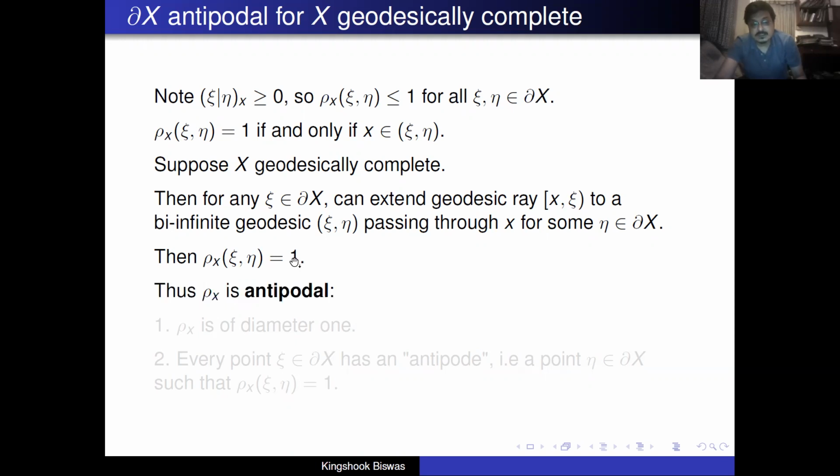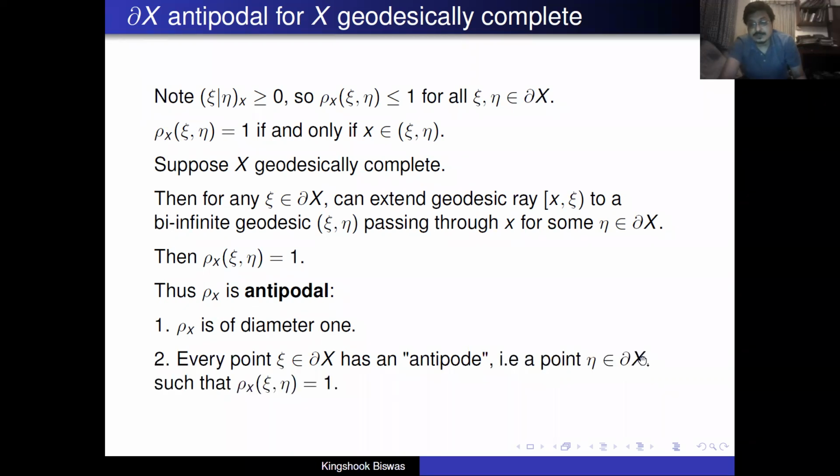So this means that rho_x is antipodal. What that means is that the metric rho_x has diameter 1, and every point xi in boundary X has an antipode. That means a point eta in boundary X such that rho_x of xi, eta is equal to 1. Okay, so this is the antipodal property for geodesically complete CAT(-1) spaces.